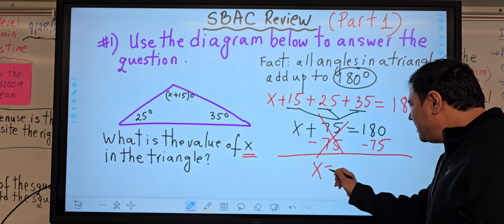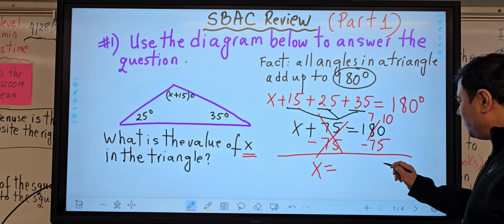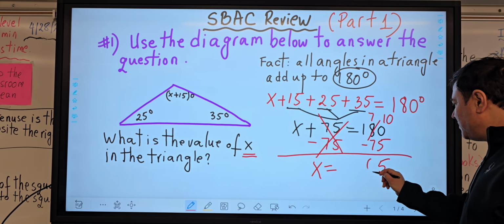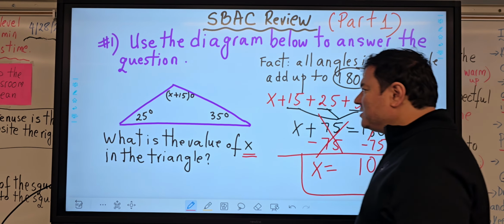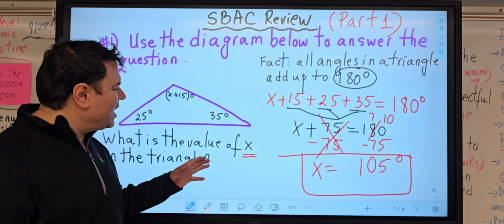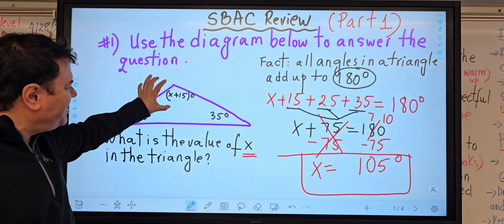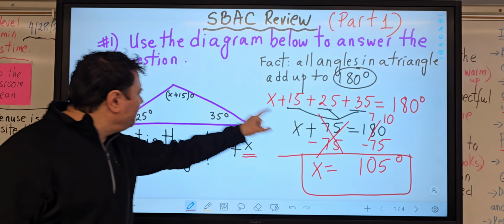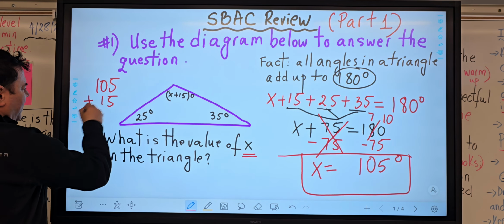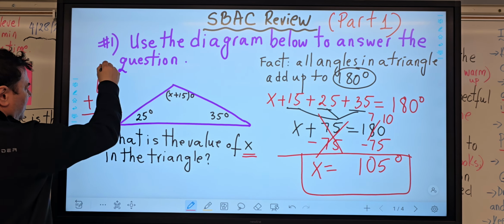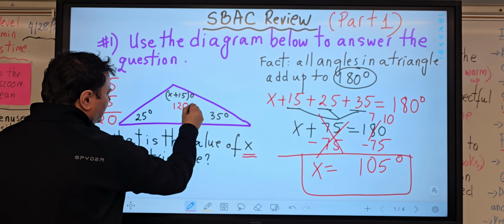So we get x equals 180 minus 75. Make this a 7, make this a 10. 10 minus 5 is 5. 7 minus 7 is 0 and 1. So it's 105 degrees. So x actually equals 105. That's the value of x. And then if you want to find the value of that angle up there, we need to add 105 plus 15. So 105 plus 15, right? 5 plus 5, 10. 0 carry the 1, 1 plus 1, 2, 120. So the entire angle here is 120 degrees.